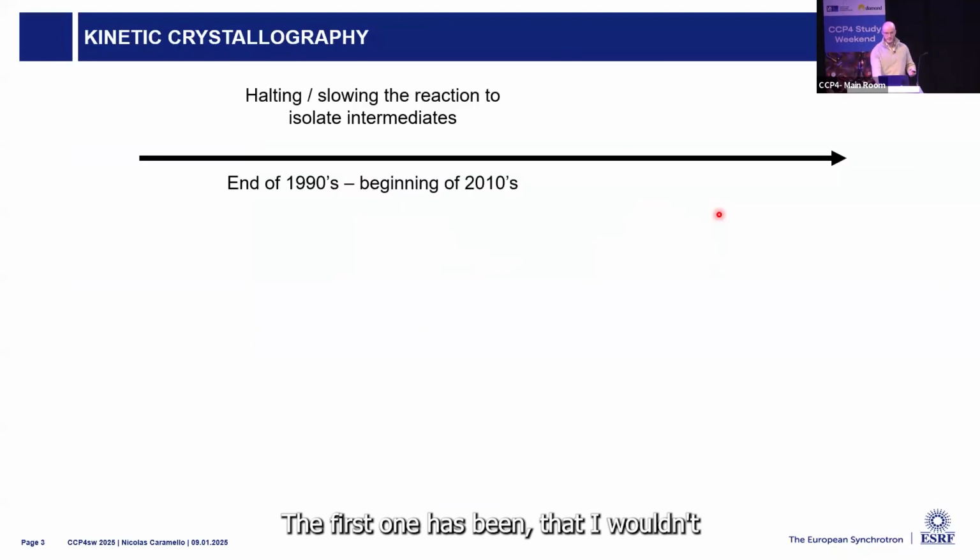And historically, you can sort of separate 2 ways to tackle this problem. The first one, that I will refer to as trapping, has been finding a way to halt or slow down a reaction so that you can populate a reaction intermediate in a crystal. It started very early in crystallography, and it peaked from the end of the 90s to the beginning of the 2010s.